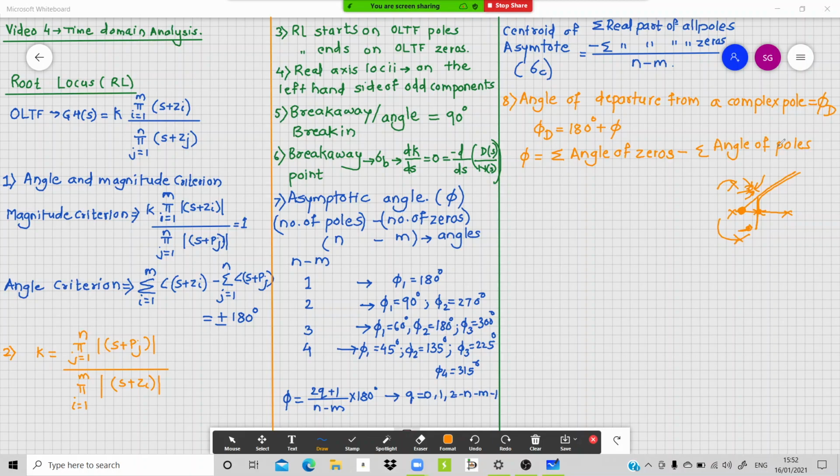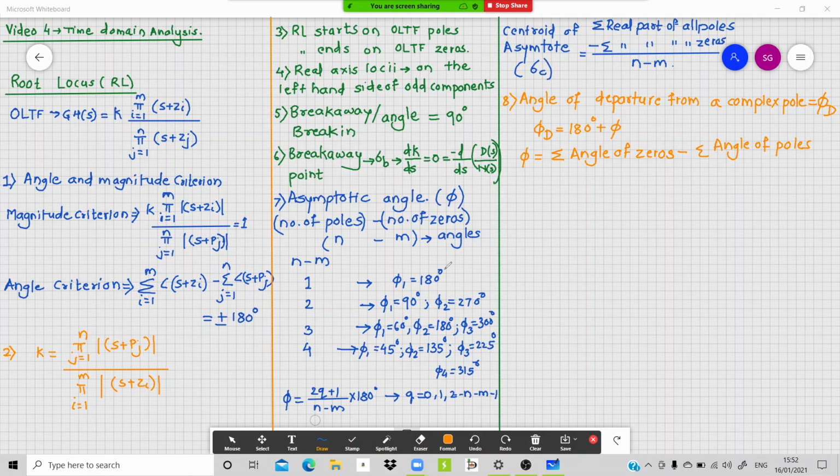Now this angle of zeros and angle of poles means, if this is the pole and the remaining poles and zeros are lying somewhere over here, you draw all the phases, right? Theta 1 plus theta 2 minus theta 3 minus theta 4 will give you the phi. Angle of zeros minus angle of poles. That is the meaning of this, how you are supposed to calculate this phi. Okay.